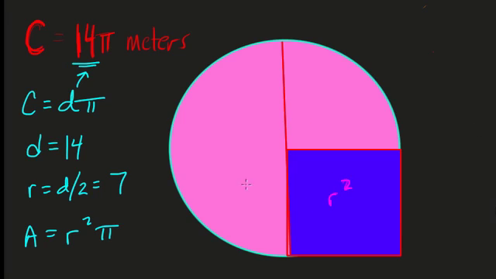So in this case, what's the area of the circle in terms of pi? Well, if the radius is 7, and we have to square the radius to find the area, we get 49 times pi. All right, hope that helped.